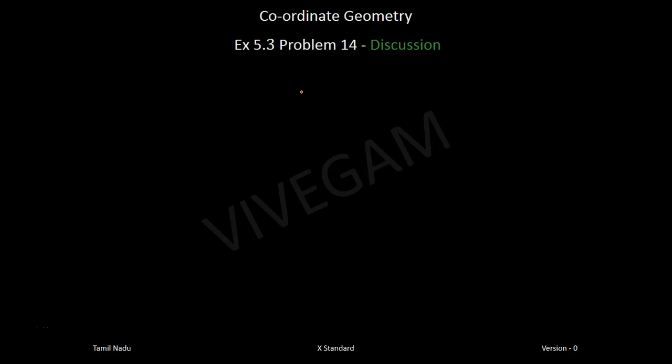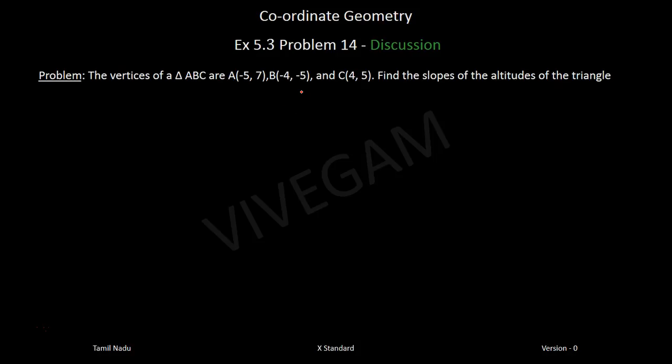Exercise 5.3, problem 14, discussion. The vertices of a triangle ABC are A(-5, 7), B(-4, -5), and C(4, 5). Find the slopes of the altitudes of the triangle.